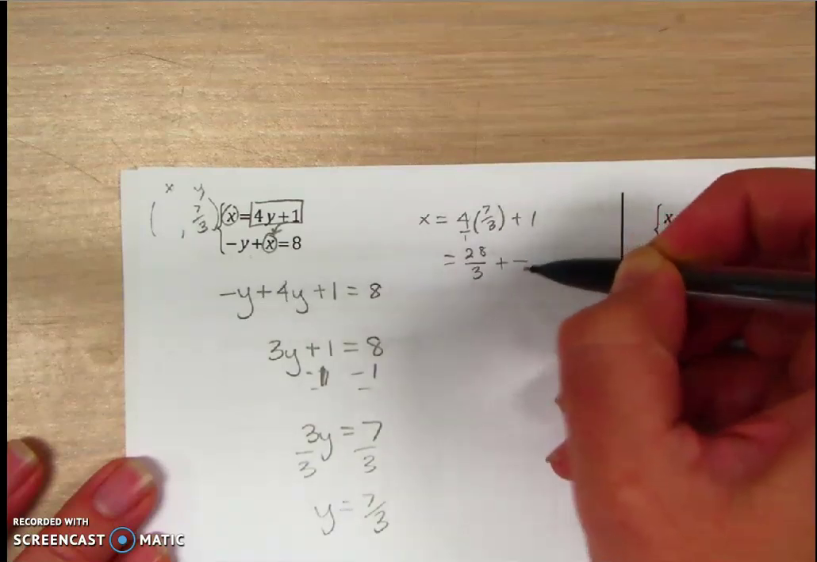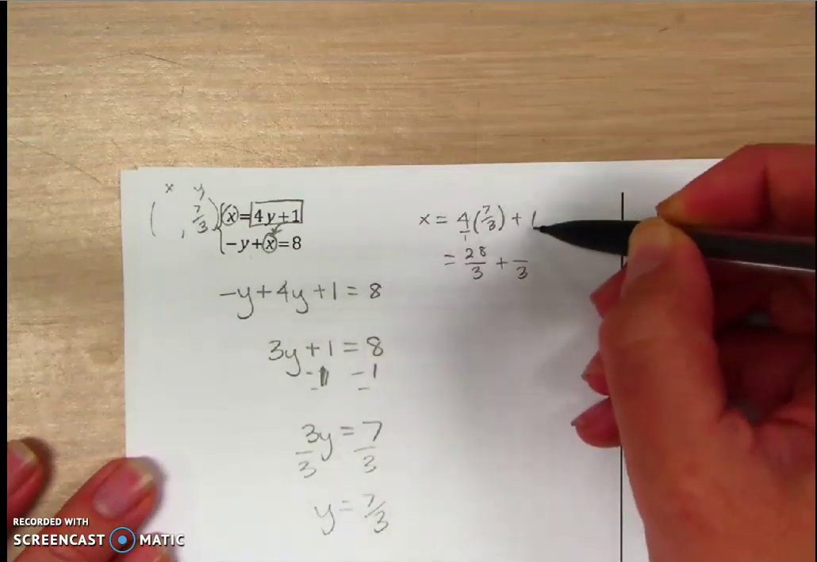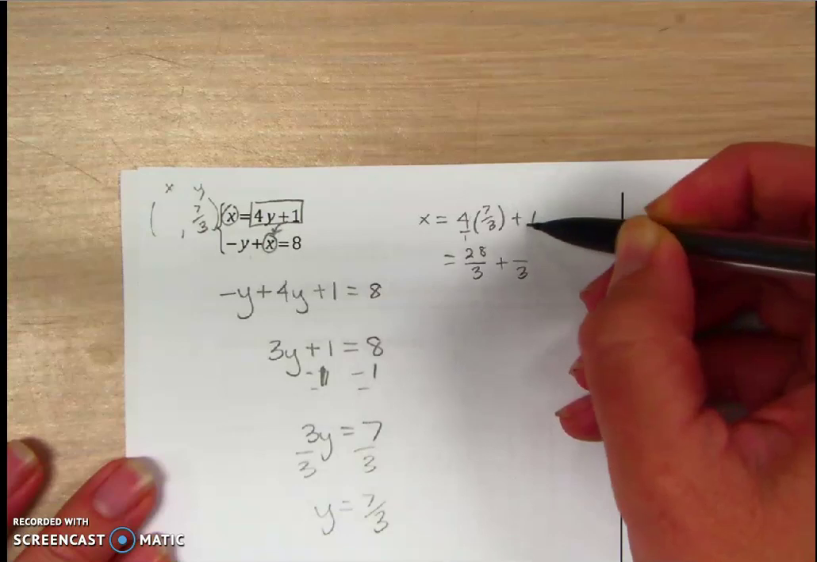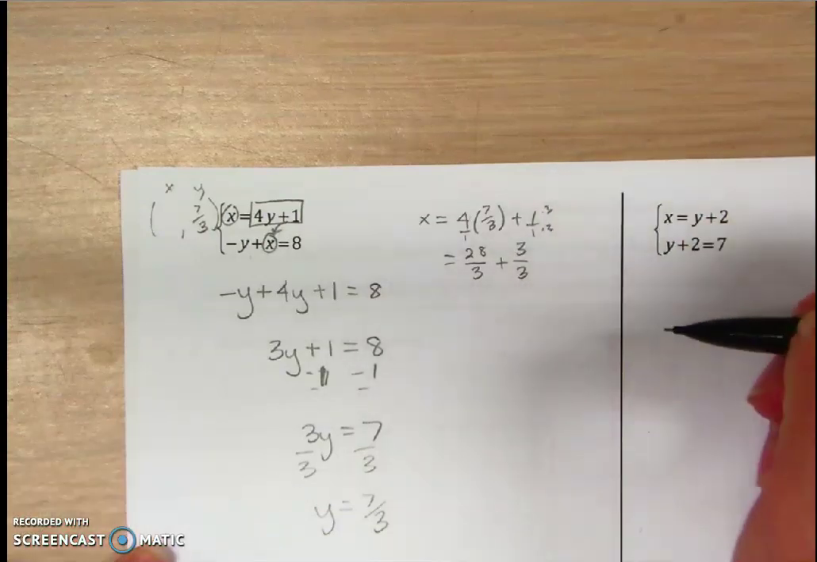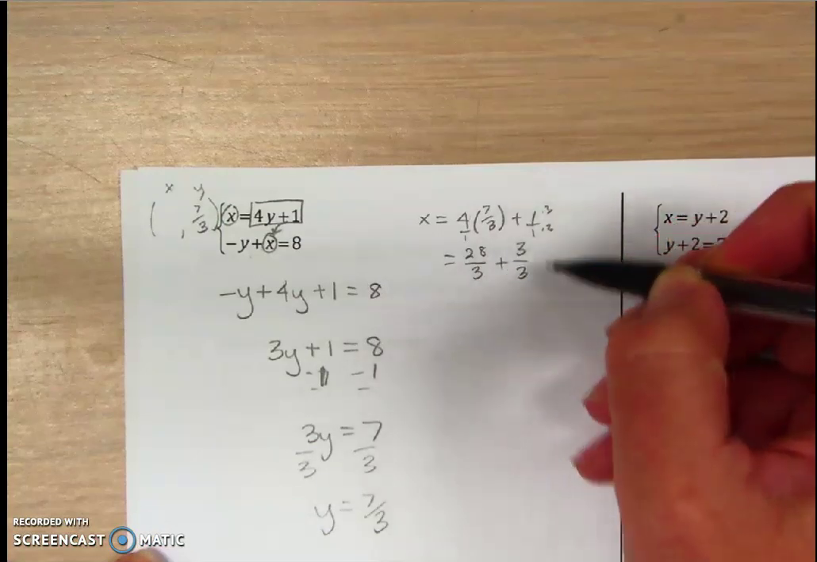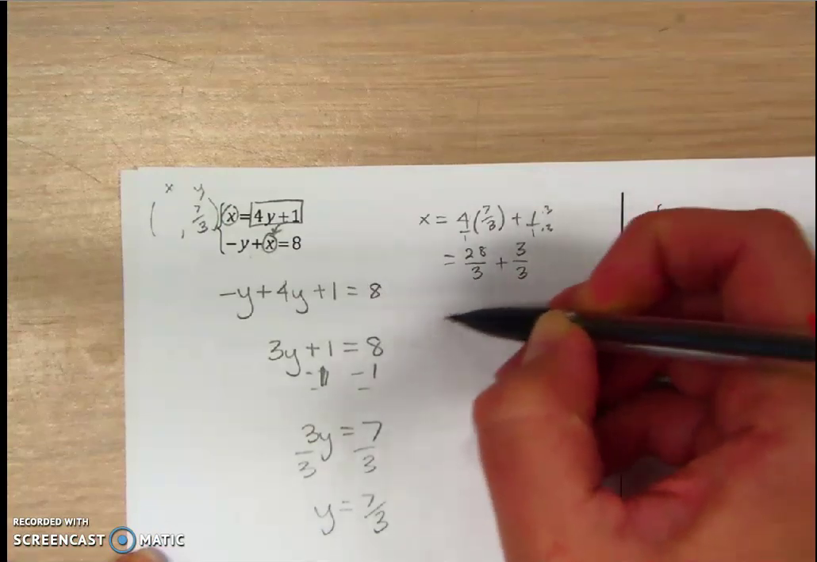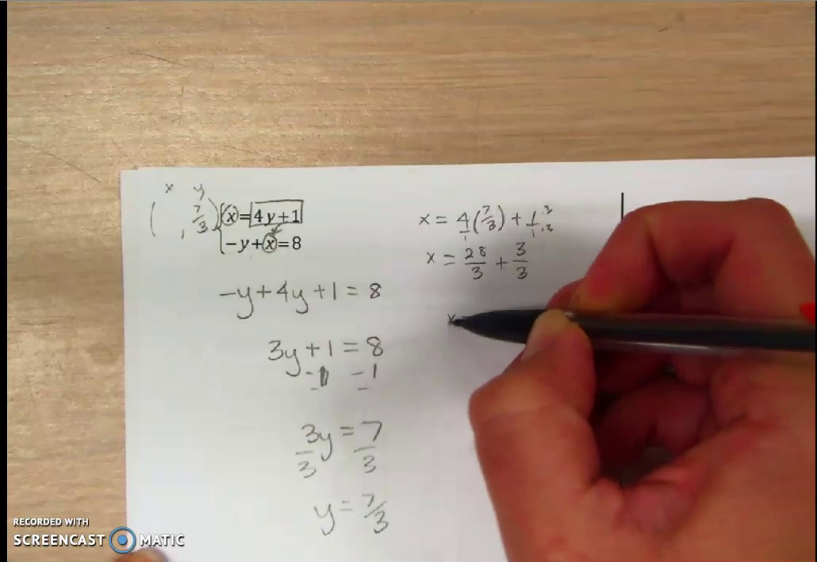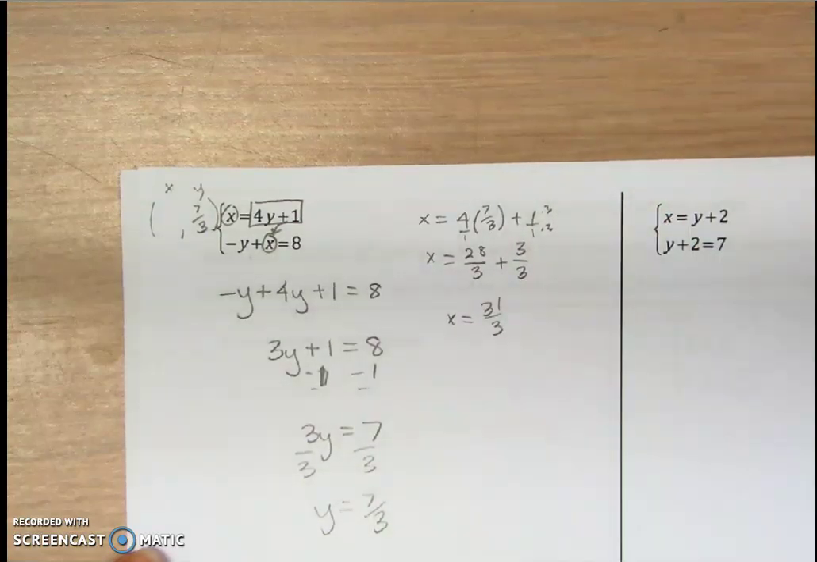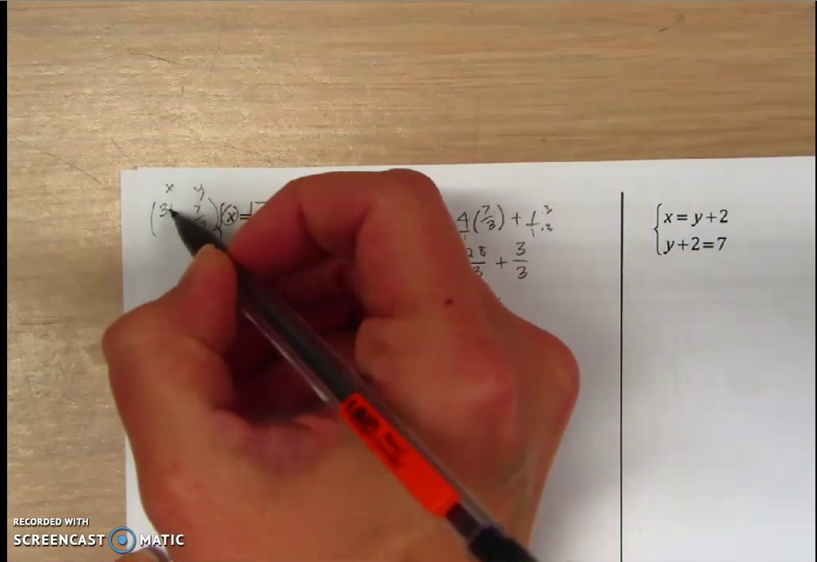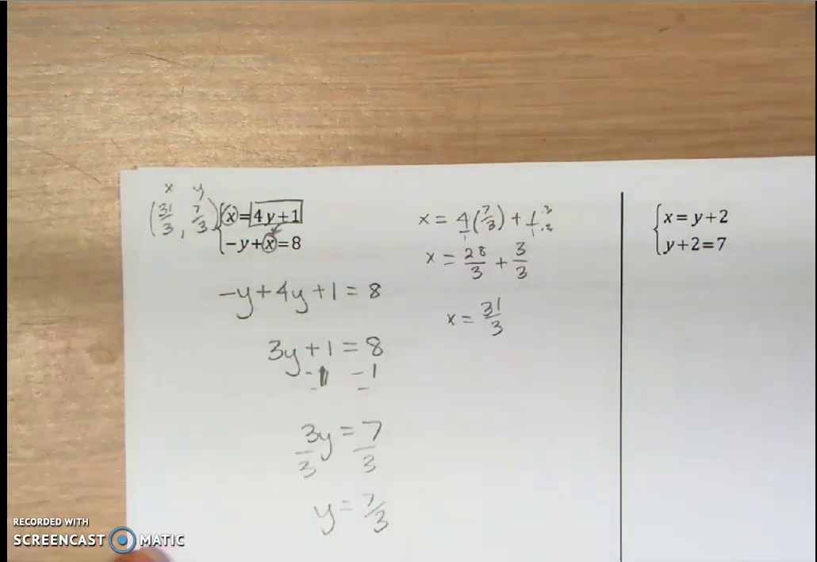Plus, well, I really want this to be common denominators with the other, so I'm going to change 1 into something over 3. So times 3 times 3. So that's going to be 3 over 3, right? So we have 28/3 plus 3/3, that's going to be 31/3. And I'm actually going to leave it like that. If we were plotting this on a graph, we might want to change it to a mixed number, but keeping it improper is just fine. Okay, that would be our answer.